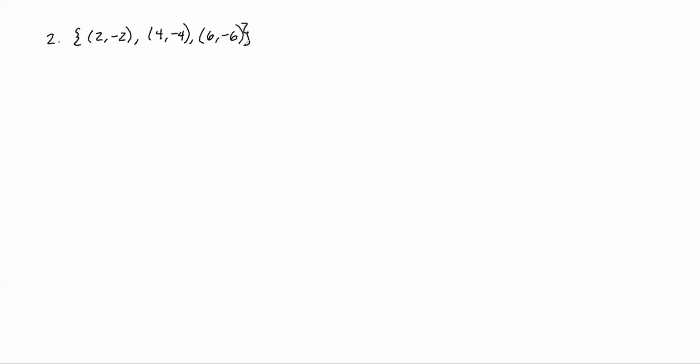So again, if we want to figure out if this is a function, we're going to look at our x values. First, we have a 2, a 4, and a 6. Now we have 3 distinct x values, so each x value is going to its own y value. So 2 goes to -2, 4 goes to -4, and 6 goes to -6, which means every x has exactly one y. So this one is a function.